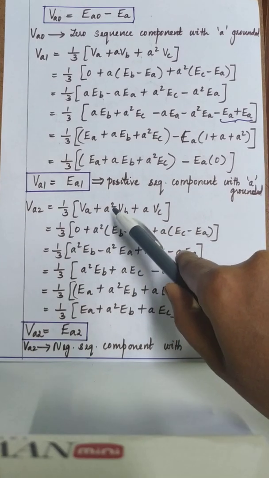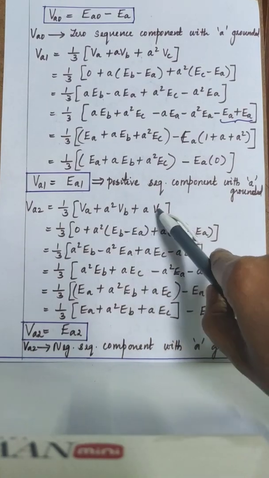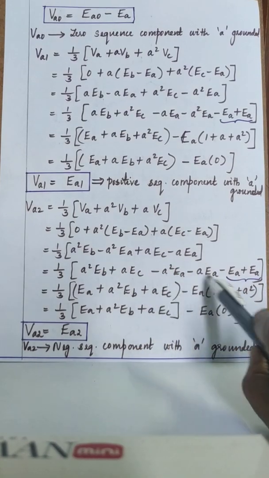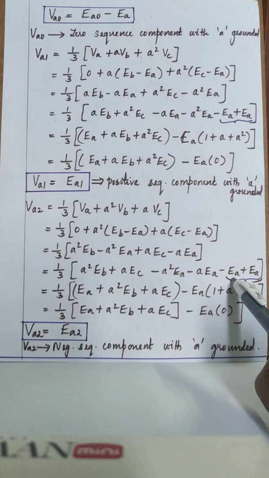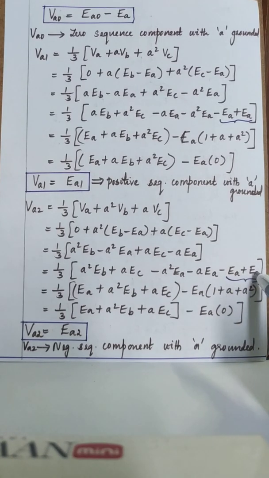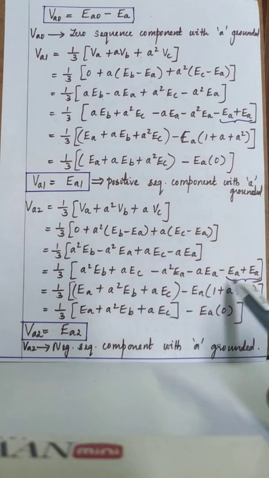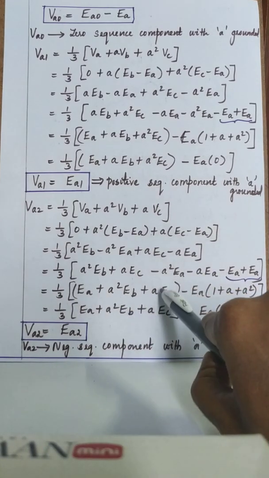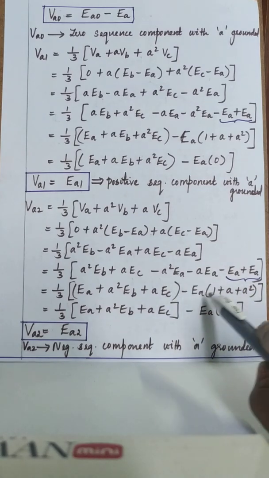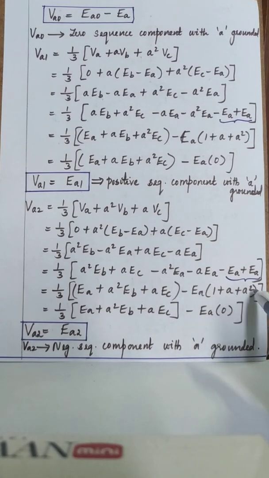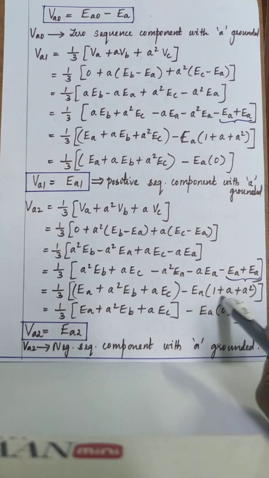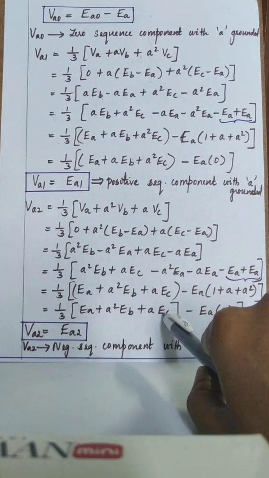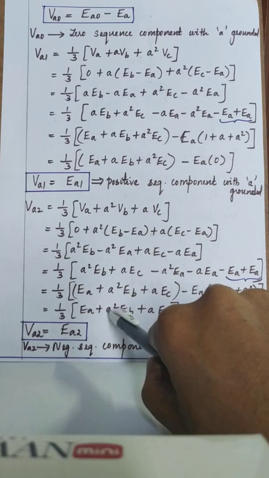For the VA2 formula, write the formula, substitute for VB and VC, and expand it. Again you will get 2 positive terms and 2 negative terms. We do this adjustment: minus EA plus EA. Plus EA groups with the 2 positive terms, minus EA groups with the 2 negative terms. Now group all 3 positive terms and all 3 negative terms. You will get minus EA into (1 plus a), which is 0. This term is 0. So what is 1 by 3 into (EA plus a squared EB plus aEC)? It is the negative sequence component EA2.